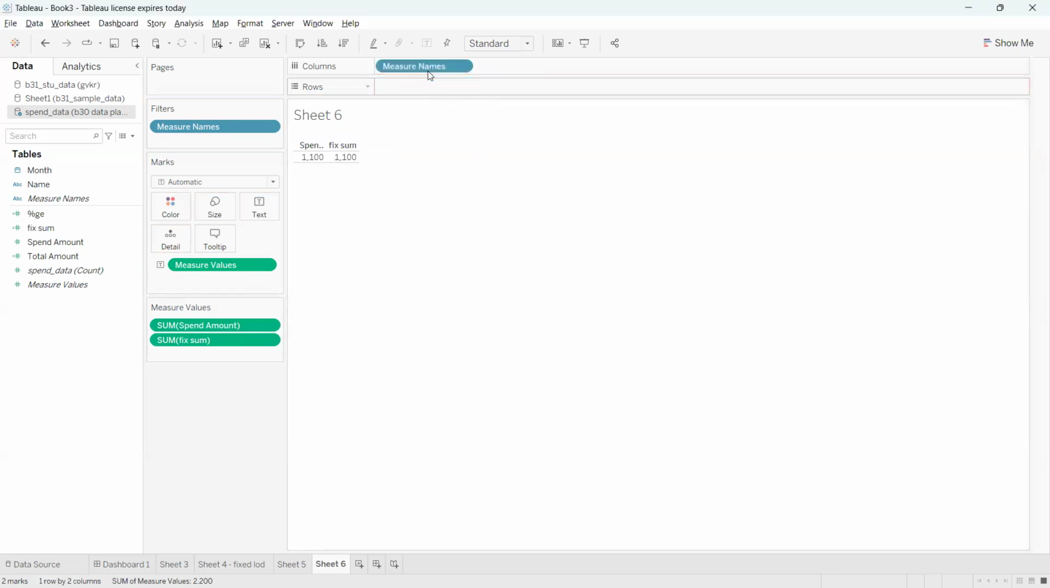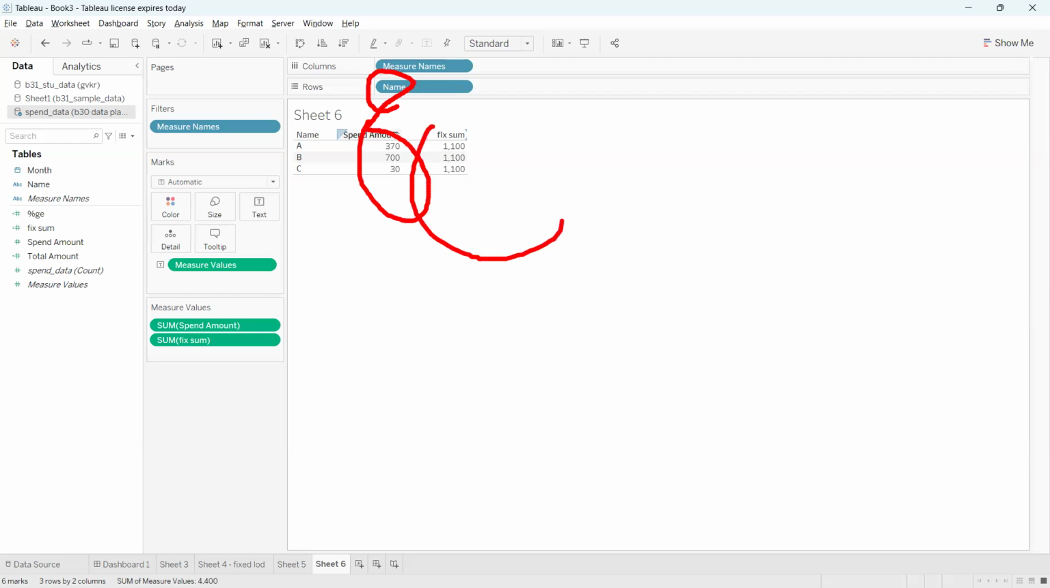Drag the measure name to the column shelf. Now you see, initially my spend amount, which is a direct column from the database, and this fixed calculation both give the same answers. But whenever I drag my name or any other dimension into the row shelf, my database column changes its aggregation as per the dimensions in the row shelf or column shelf, but my fixed LOD is not depending upon any other dimension.